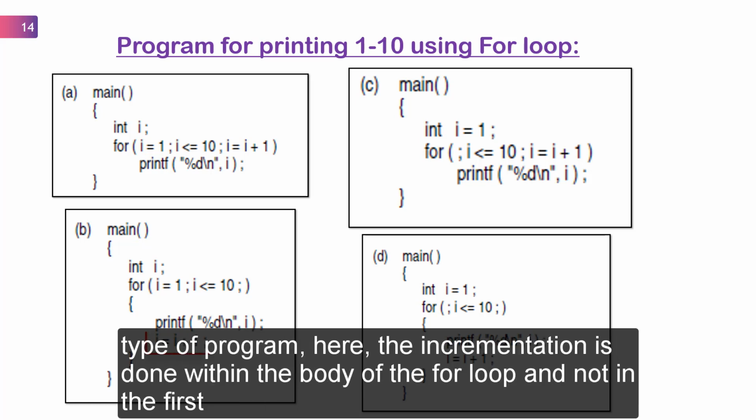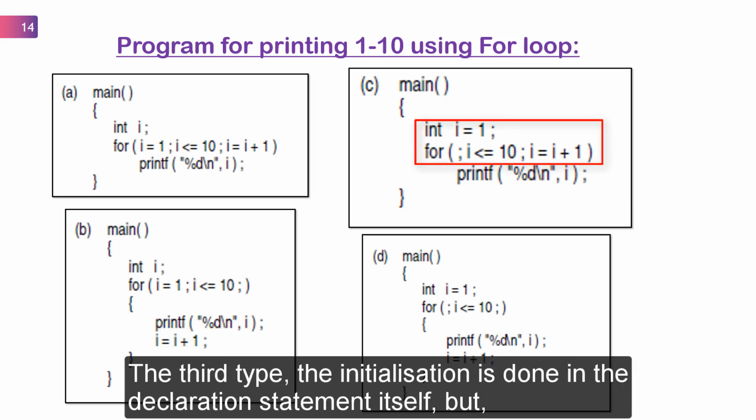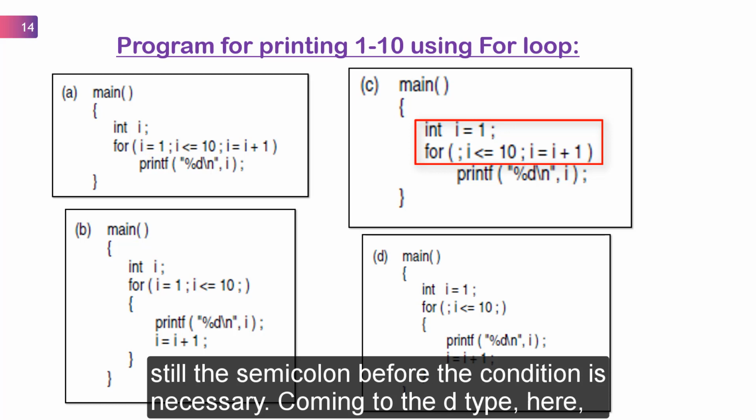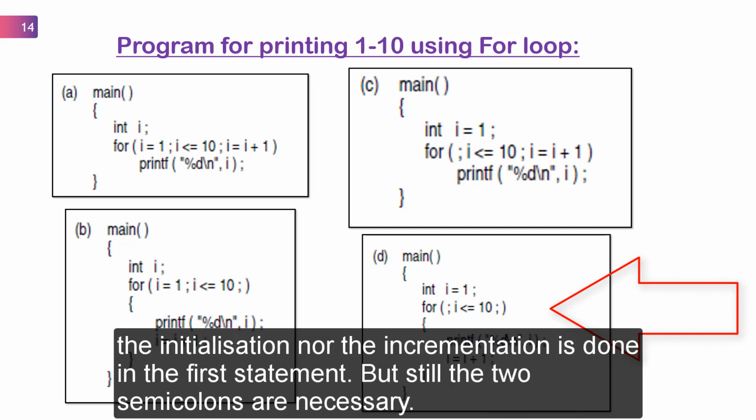In the second type of program, here the incrementation is done within the body of the for loop and not in the first statement. Note that in spite of this, the semicolon after the condition is necessary. In the third type, the initialization is done in the declaration statement itself, but still the semicolon before the condition is necessary. Coming to the D type, here neither the initialization nor the incrementation is done in the first statement, but still the two semicolons are necessary.